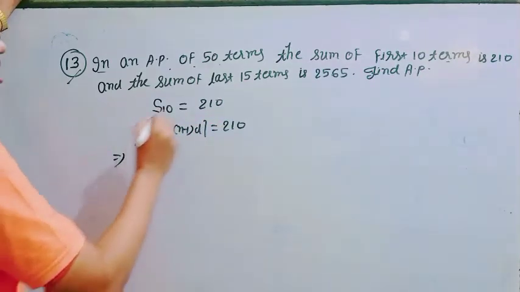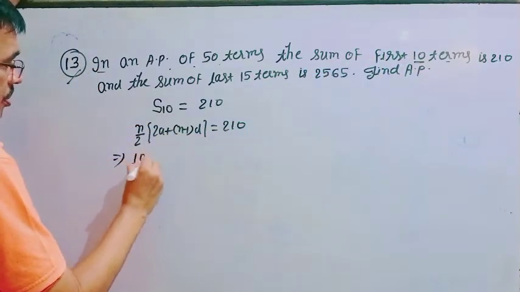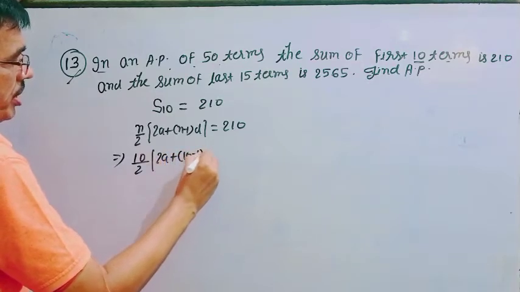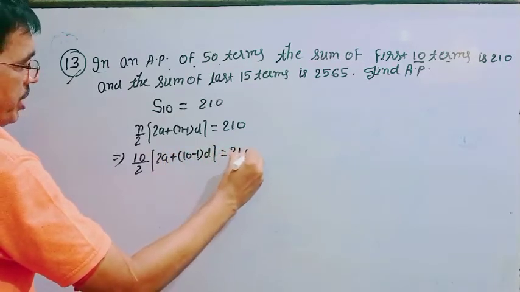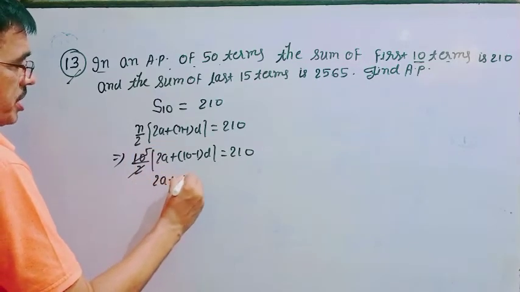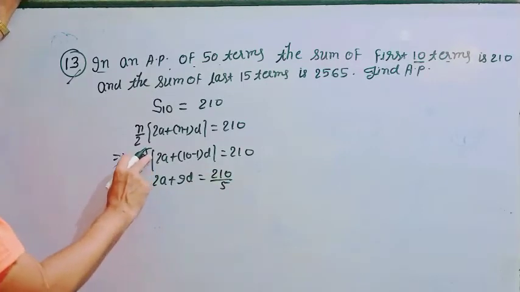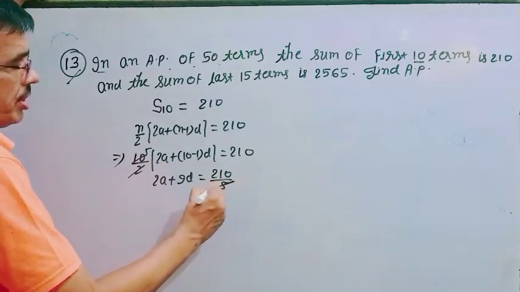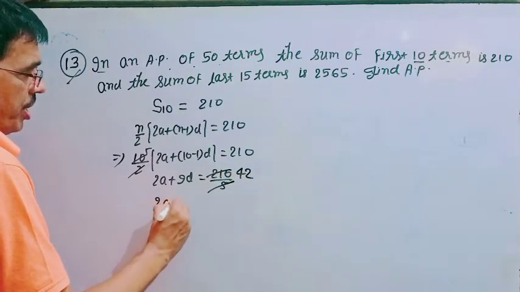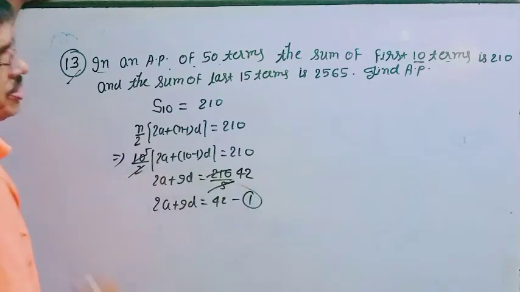What is n here? n is the first 10 terms, so n is 10 by 2, 2a plus 10 minus 1 into d, 210. 5 times, then 2a plus 9d is equal to 210 by 5, because here 5 is multiplied. So 5 times 4 is 20 and 5 times 2 is 10. So 2a plus 9d is equal to 42, which is the first equation.